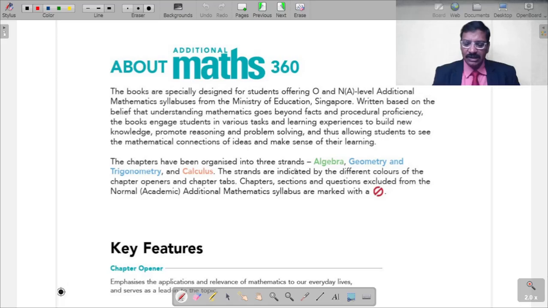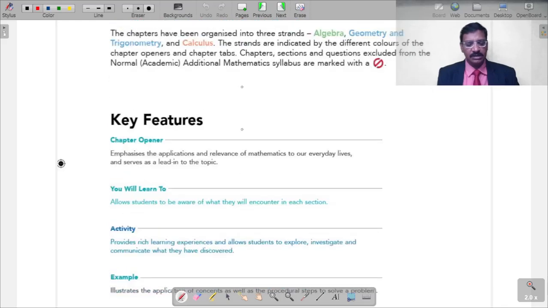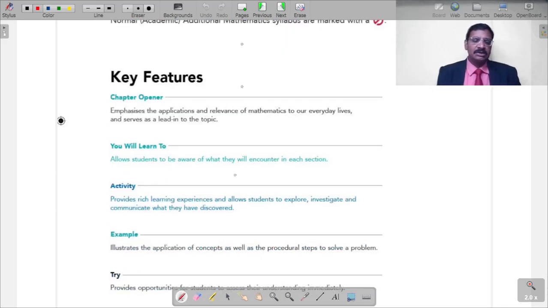The standards are indicated by the different colors of the chapter openers and chapter tabs. Chapter sections and questions excluded from the normal academic and additional mathematics syllabus are marked with a mark like this, and this is the book features. And the key feature of this particular book is the chapter opener.